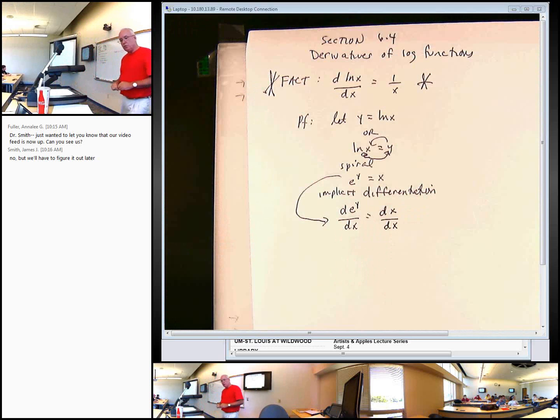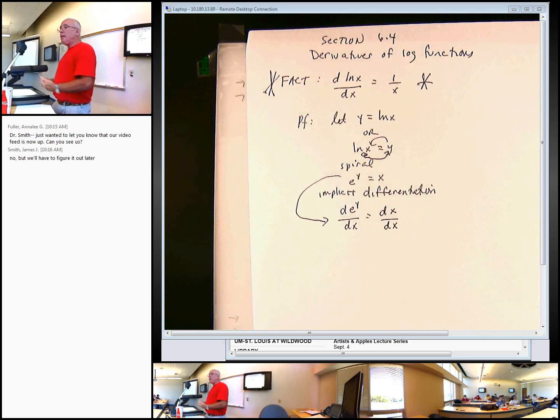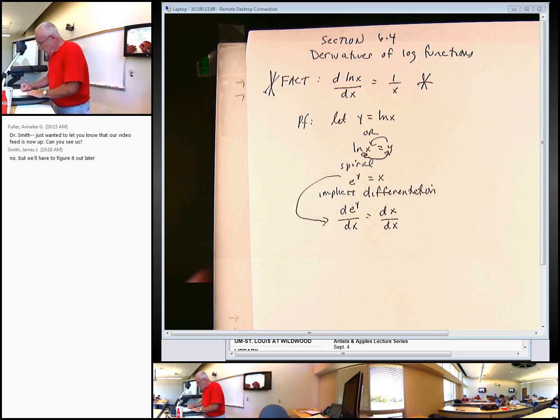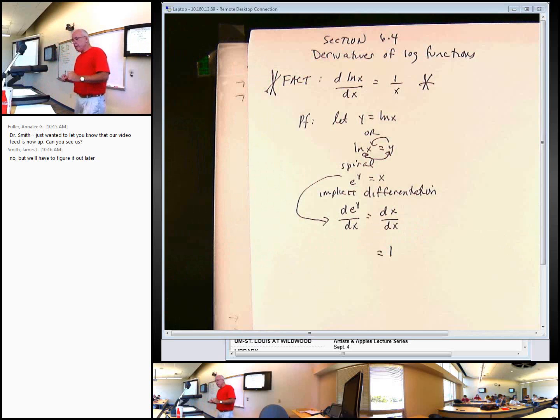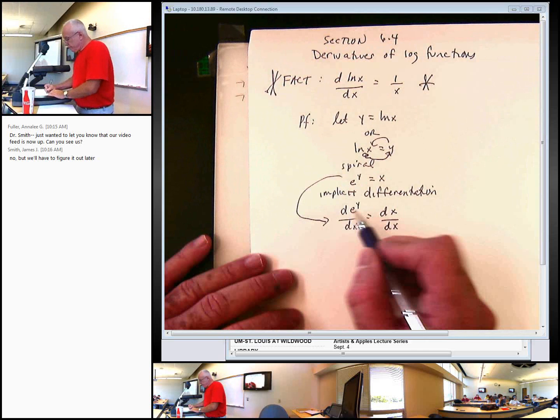Just doing the derivative. Now the right side of this is easy. The derivative of x is equal to 1, right? So the right side is easy. The left side we have to use the chain rule.